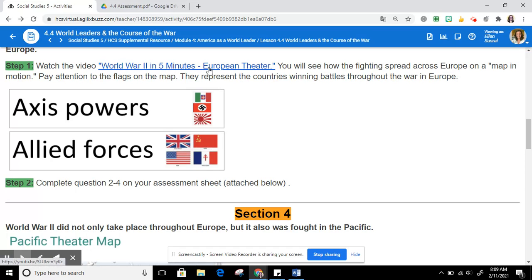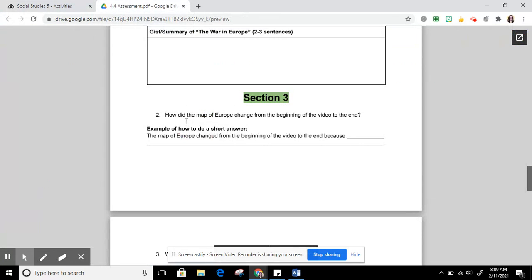So in this video, you're going to see a map in motion, like an interactive map. And I want you to pay attention to the flags on the map because you're going to see them representing the Axis powers and the Allied powers. Then step 2, you're going to complete questions numbers 2 through 4 on your assessment sheet. So let's look at 2 through 4.